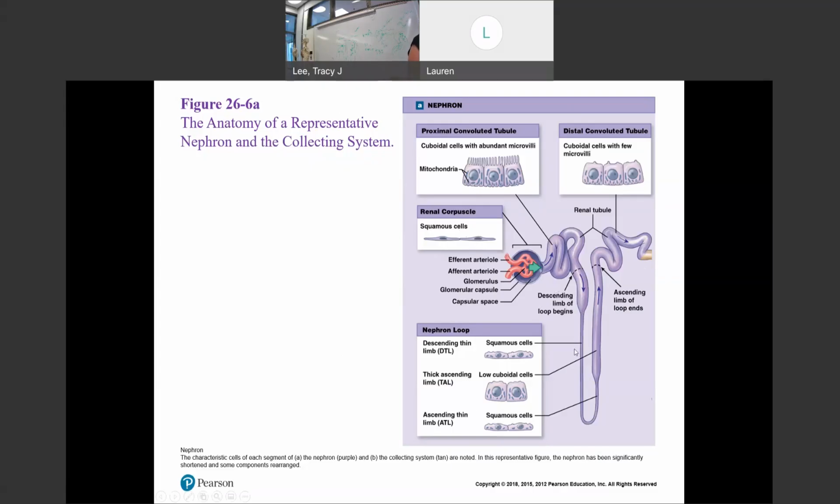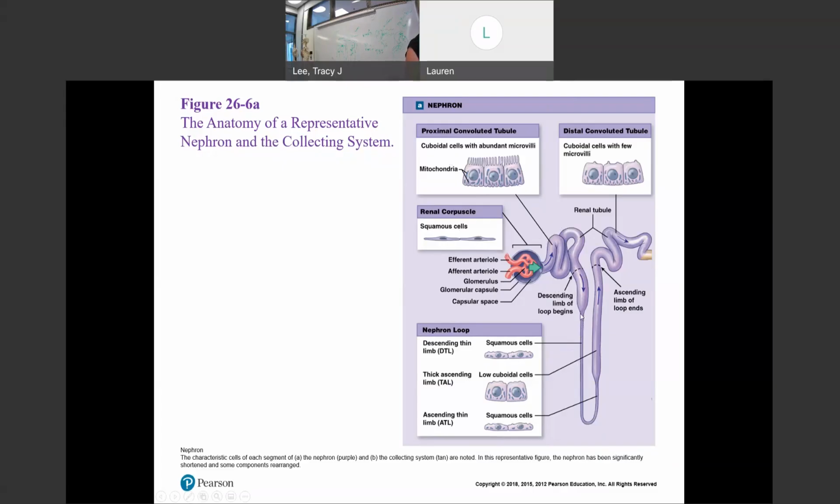All right, descending loop, highly permeable to water. I think I said that these were columnar, and they're not. They're cuboidal with microvilli is what I meant to address, was the microvilli. So let me make that correction to what I think I said. I did say microvilli. Okay, good. For a second, I'm like, did I say columnar? I was afraid I might have said columnar, but yeah, they're cuboidal.